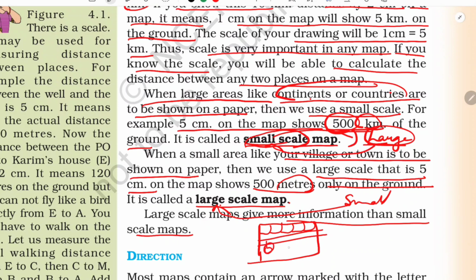Okay, here there is one temple, and here there is one shop, and here the playground is over here, and here you will find again one school. So here you will see everything in detail, isn't it? More information is given. So in a large scale map, there will be more information. Why? Because it is representing a small area. It is giving information about a small area. So you will see more detail. You will see details about the roads, buildings, shops, everything in a large scale map.